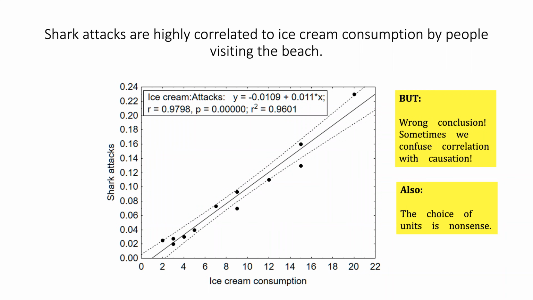And as a second thing that I wanted to show you in this graph is that my choice of units on purpose is incomprehensible. I'm not giving you proper units. What do I mean by ice cream consumption? What do I mean by shark attacks? So these 2 points must be considered with regard to what you actually do when you analyze correlations.